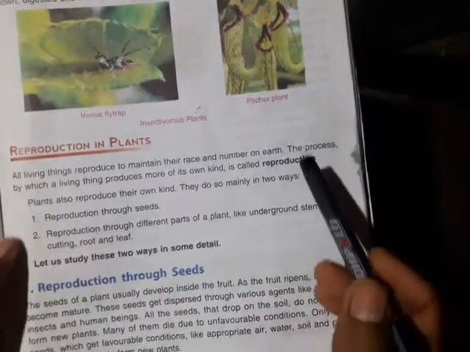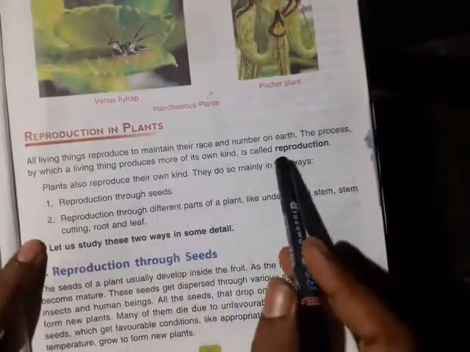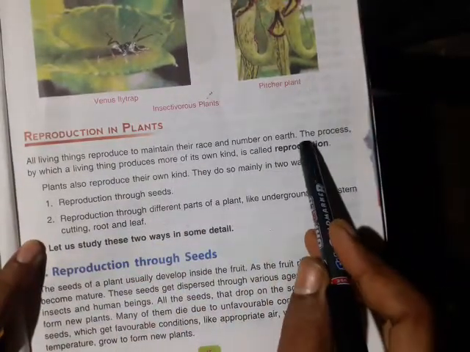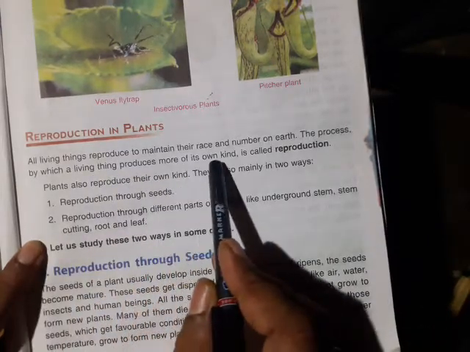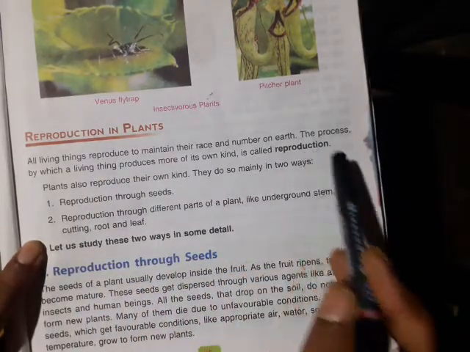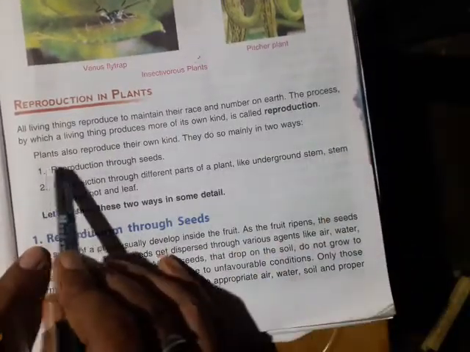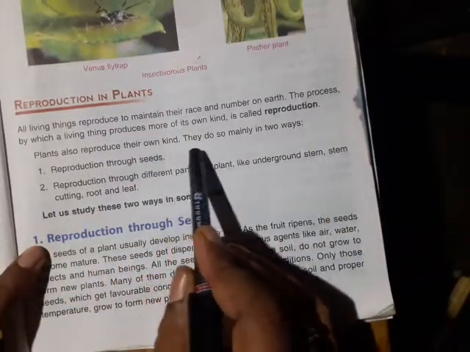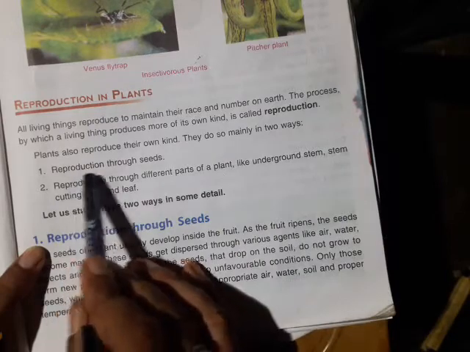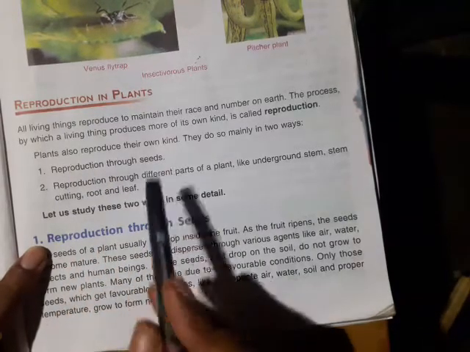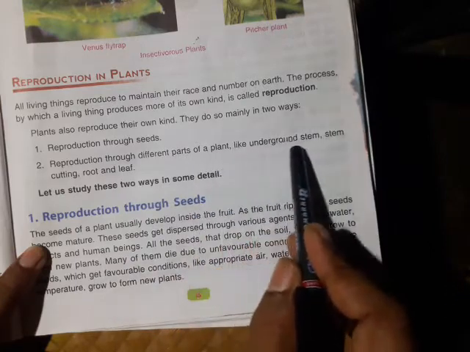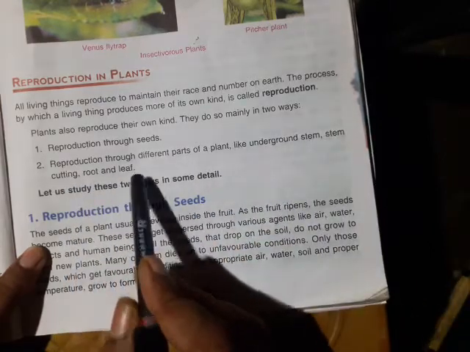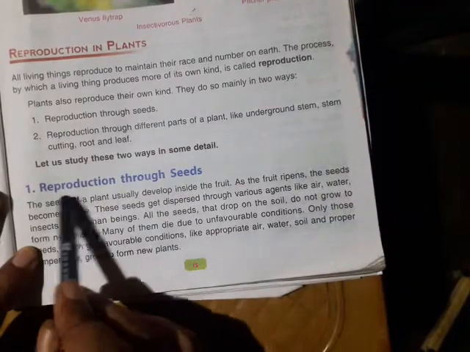Okay. Now reproduction in plants. What is reproduction? The process by which a living thing produces more of its own kind is called reproduction. You know this thing. Plants also reproduce their own kind. They do so mainly in two ways. Reproduction through seeds, you know this thing. Reproduction through different parts of the plant like underground stem, stem cutting, root and leaf. Now try to understand in detail.